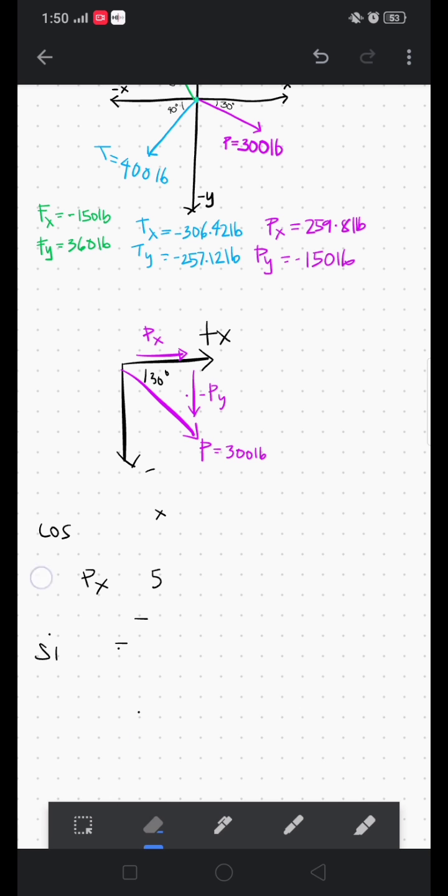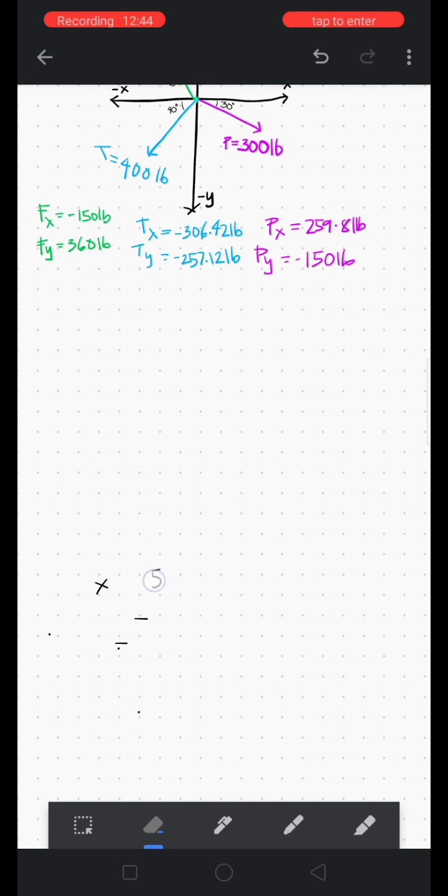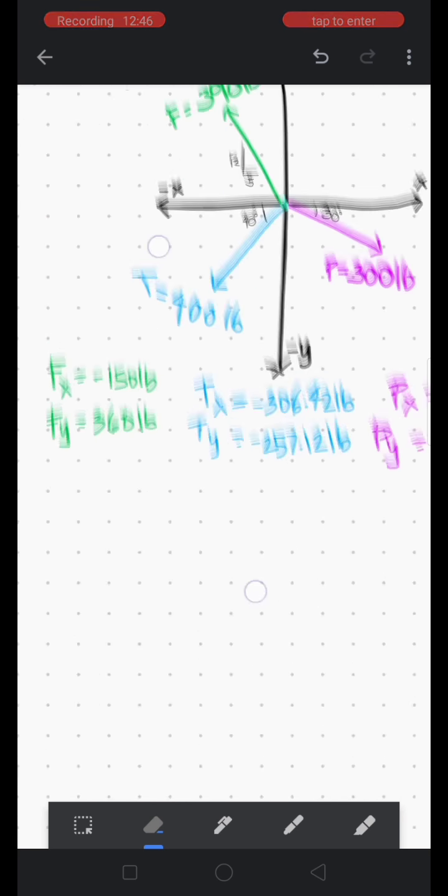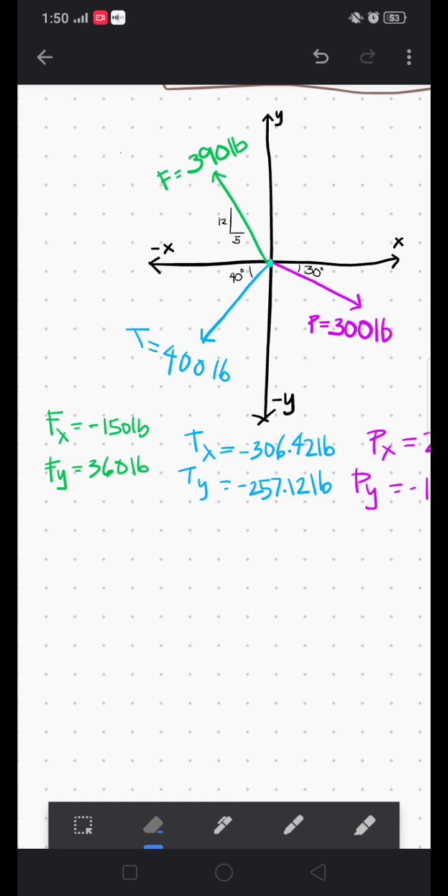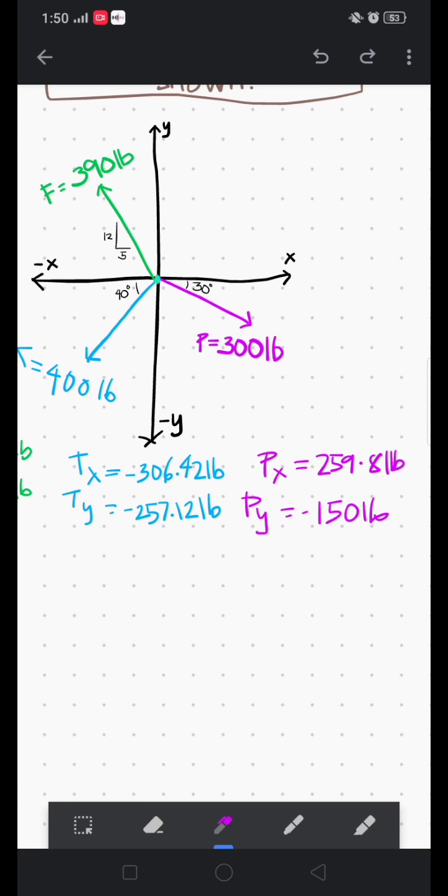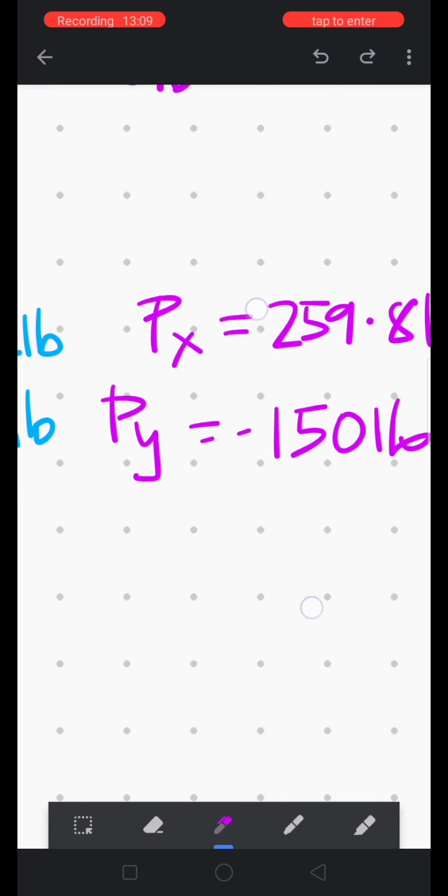So that's it. We already have the components. If we check if it's correct, Fx is negative 150 because it's towards negative x, and then positive the y component, then Tx negative and negative, P is positive and negative.